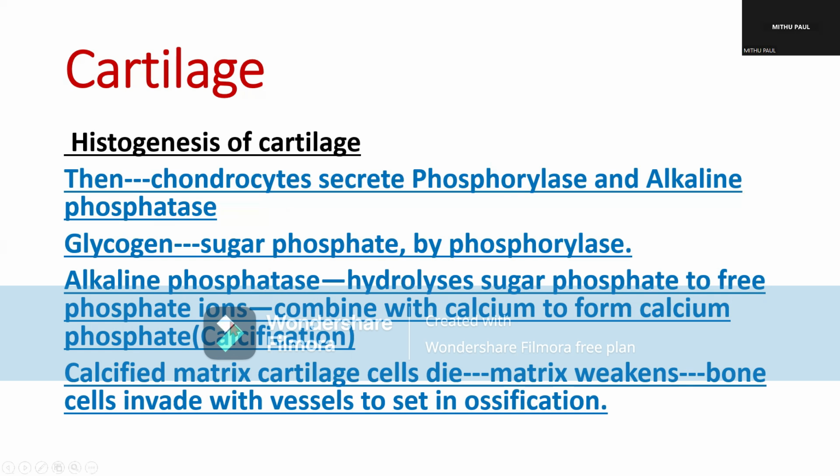But as soon as the calcification occurs in the growing cartilaginous matrix, the calcified matrix cartilage cells die and the matrix weakens. Now, within this weakened matrix, bone cells invade with the vessels, and the cartilage cells lie on top of it. There is a procedure I will show in detail in the growth of the bone. So it is a basic cartilaginous model which is dying off and where the bone cells invade to start ossification to form the bone.